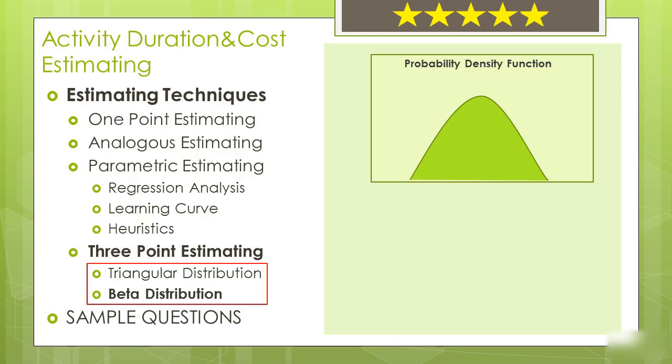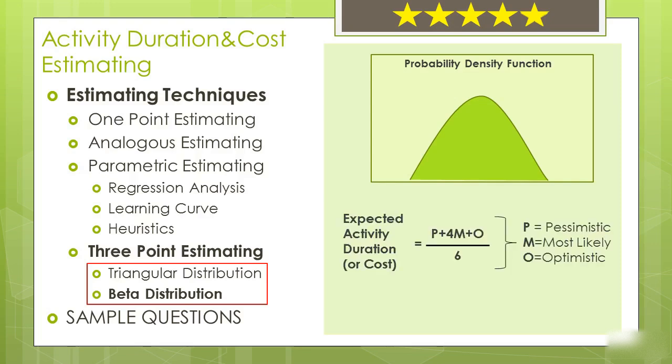You need to know two formulas in order to answer the questions in PMP exam. First one is the expected activity duration or cost formula. Expected activity duration or expected activity cost equals to pessimistic estimation plus 4 times the most likely distribution plus optimistic estimation divided by 6. Or with abbreviated terms, P plus 4M plus O divided by 6. Let's solve an example.